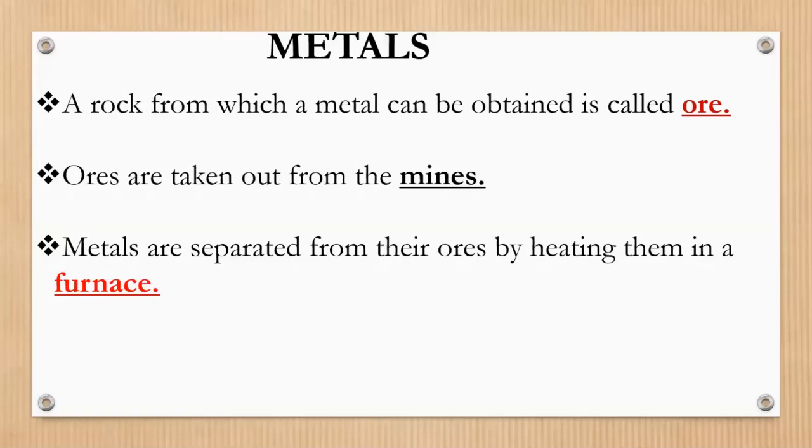These ores are taken out from the earth by digging very deep pits, and these are called mines. So from where do we take the ores then? These ores are taken from the mines. And these ores are again heated in a huge oven that is called a furnace. The furnace is heated to a very high temperature and the metals are separated from their ores. Let's try to understand how these are separated.